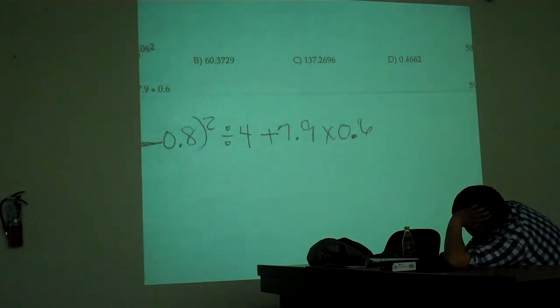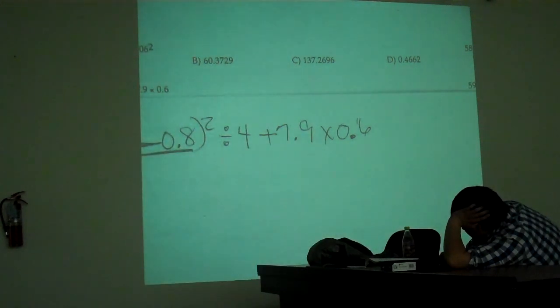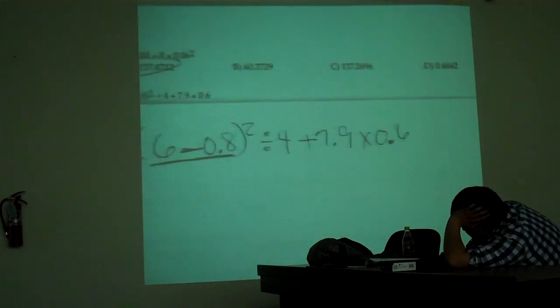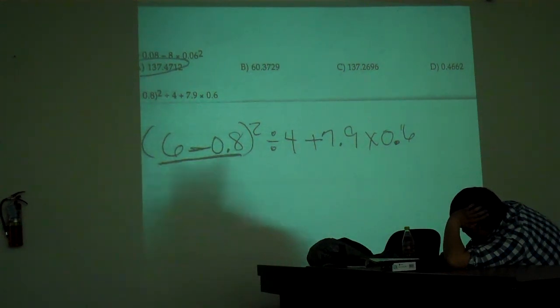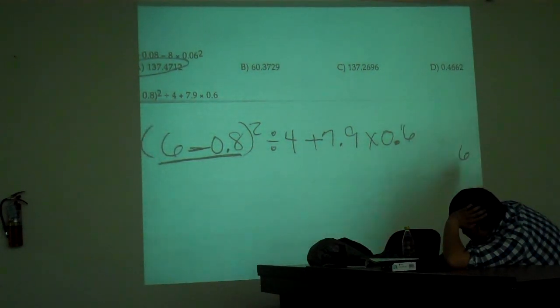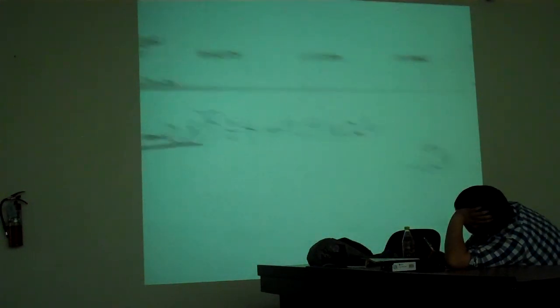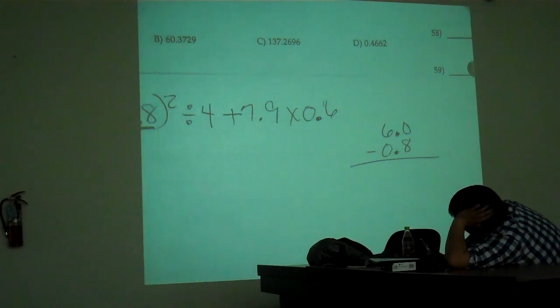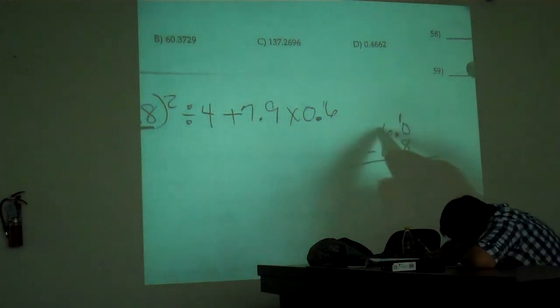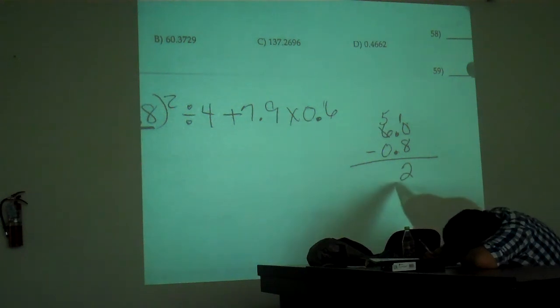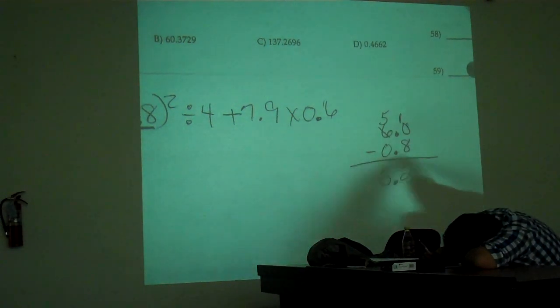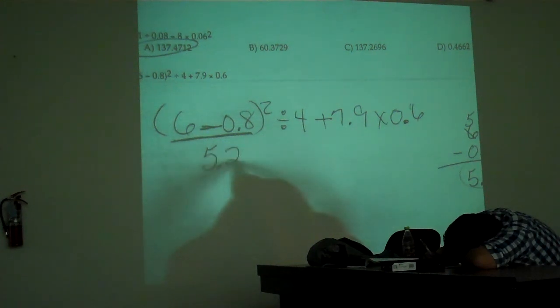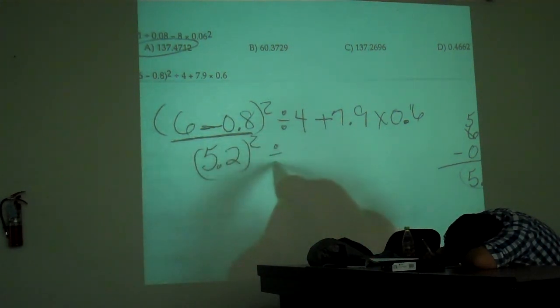First thing is parentheses. So inside the parentheses, you've got a subtraction. You have to do that first. 6 minus 0.8. If you're lining up decimals, you have to put 0.8 where you have the decimals lined up right there. Add a 0 behind the 6. Borrow. 10 minus 8 is 2. 5 minus 0 is 5. So 5.2 is what's going to be squared. Rewrite everything.